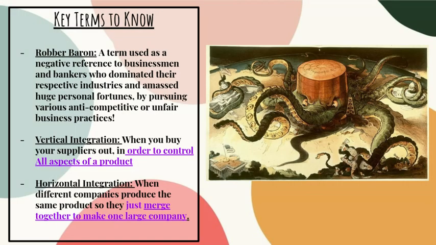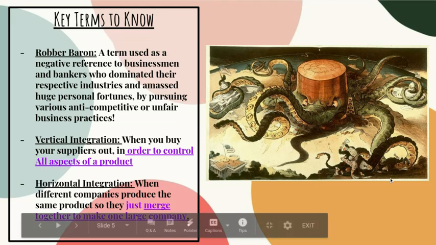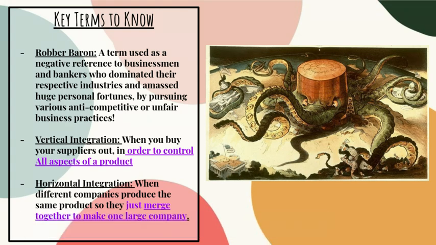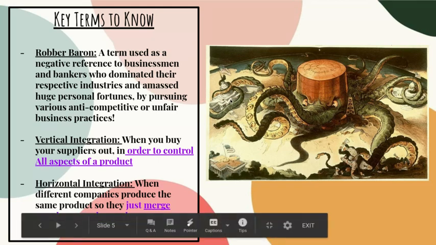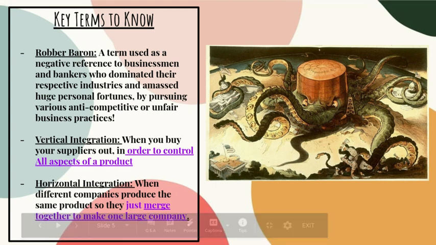We've been talking about a robber baron, a term used as a negative reference to businessmen and bankers who dominated their respective industries and amassed huge personal fortunes by pursuing various anti-competitive or unfair business practices. You're going to see right here in this picture, this is talking about the U.S. Standard Oil Company. What U.S. Standard Oil did, it was almost like an octopus or a tentacle, and it tried wrapping its arms around everything it could. You're going to see in the picture, you got the White House right here. Okay, you got the Capitol. You have all kinds of things where it's wrapping around its tentacles because Standard Oil had the money.